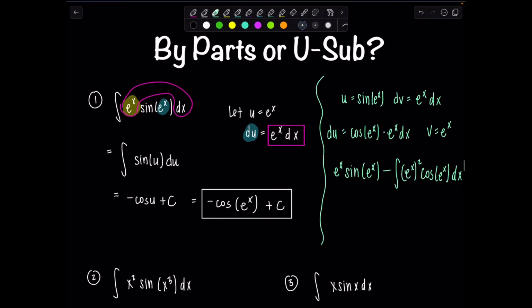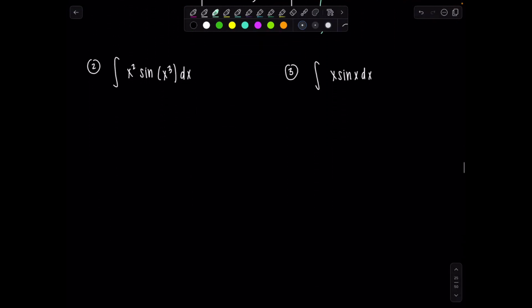All right, I put 2 and 3 side by side so you could see the difference. I'm going to do 2 first. I have a composition of functions again, right? I have sine of x cubed, and then what's the derivative of x cubed? 3x squared. I don't have exactly that sitting outside, but I certainly have close enough. X squared, we can make that work. So let's do a u-sub. Let u be x cubed, and then du is 3x squared dx.